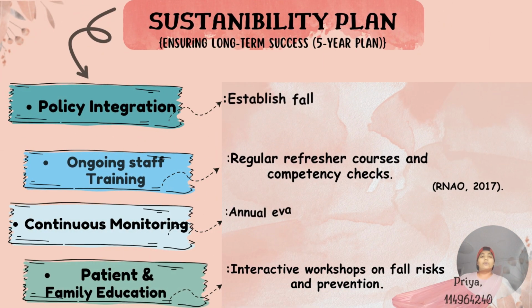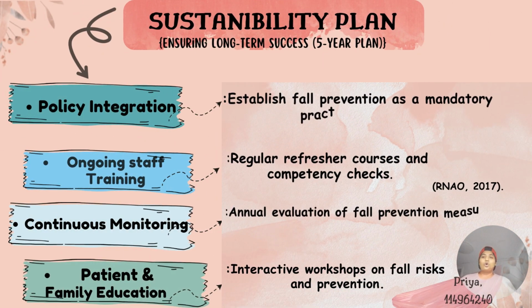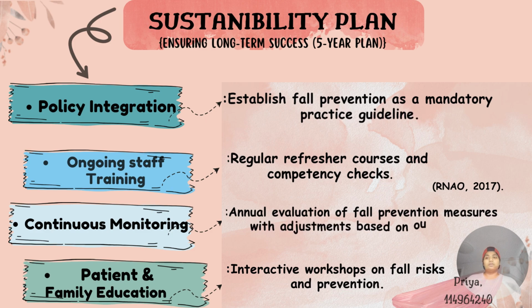So this slide will talk about the sustainability plan. To ensure the long-term success of fall prevention, we need a structured and sustainable approach. This 5-year plan focuses on four essential areas. First one is policy integration, make fall prevention a mandatory practice guideline. And second one is ongoing staff training. Through this, refresher courses and competency checks keep healthcare professionals up to date. And third one is patient and family education. It empowers individuals with knowledge through interactive workshops, promoting shared responsibility in fall prevention.